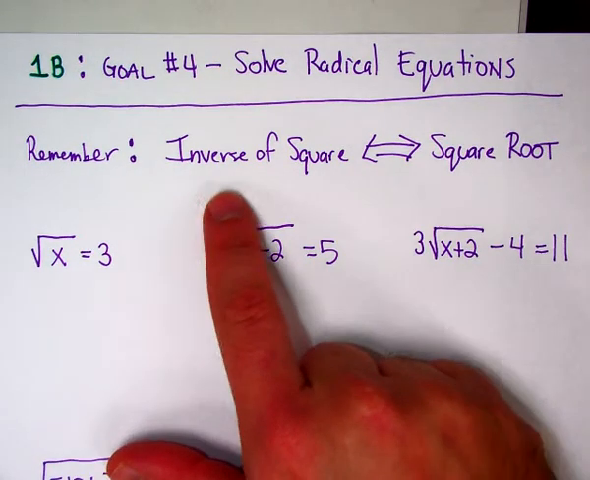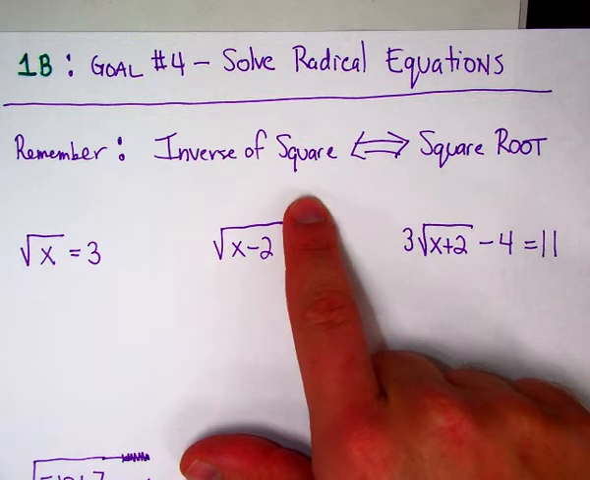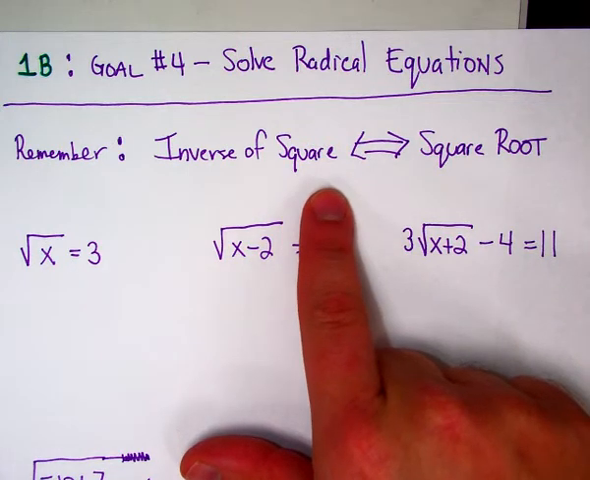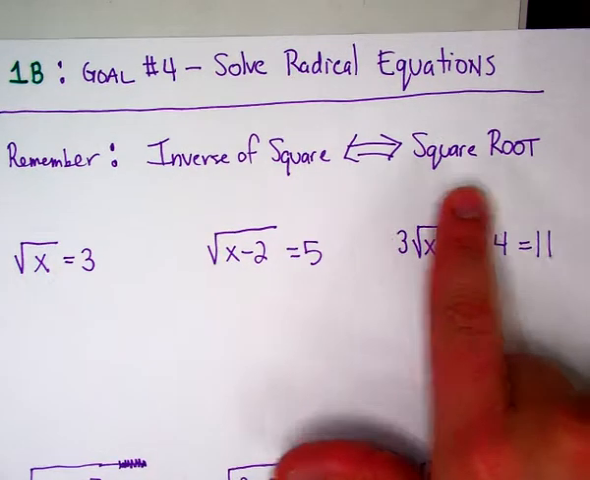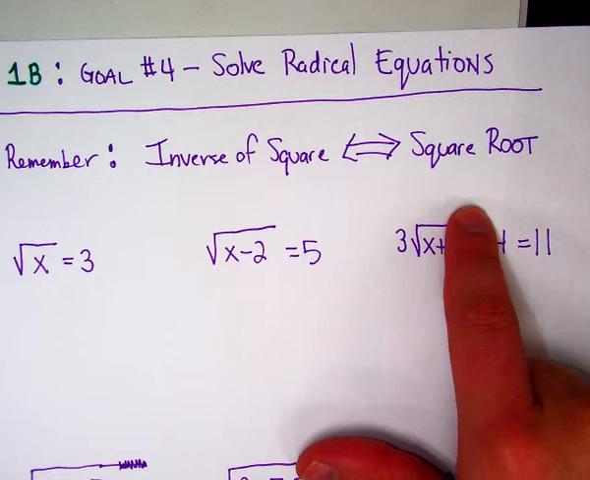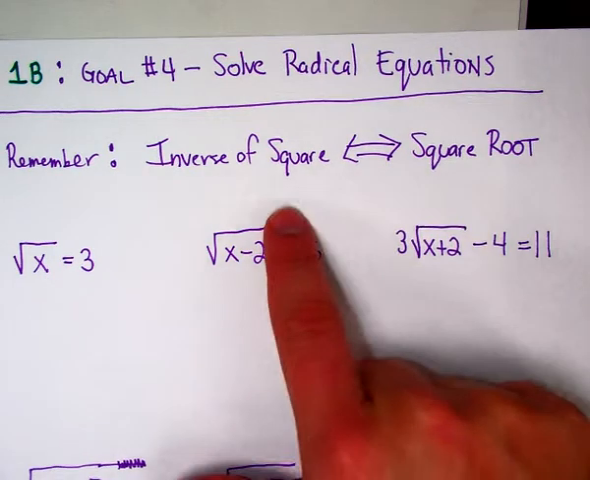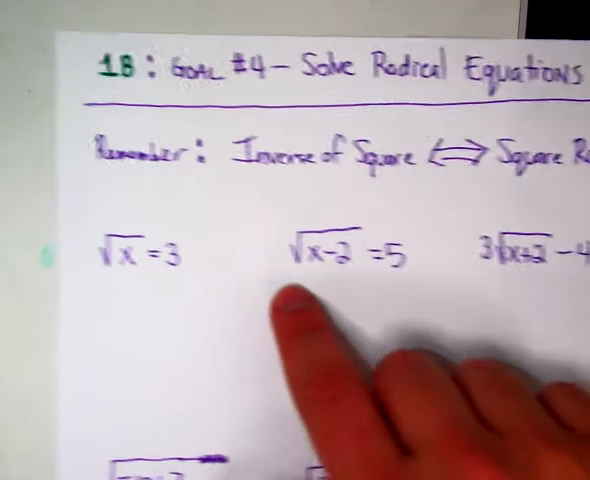Remember though, the inverse operation, or opposite operation, of squaring something is to do the square root. And that goes both ways. So if we have a square root in the problem, the inverse operation would be to square. With that in mind, take a look at a problem like this first one here.